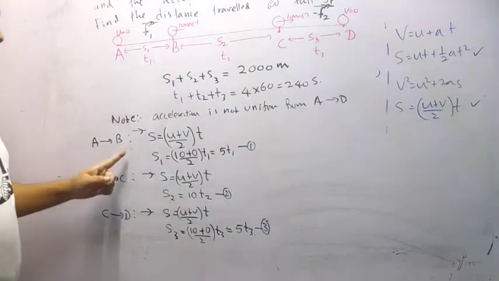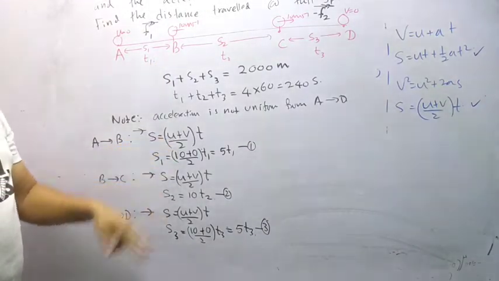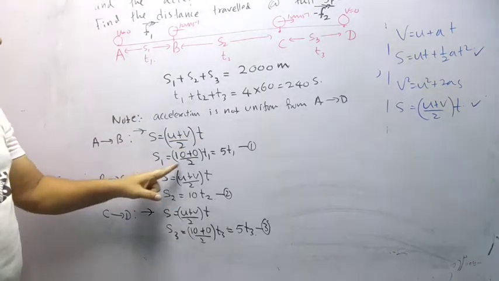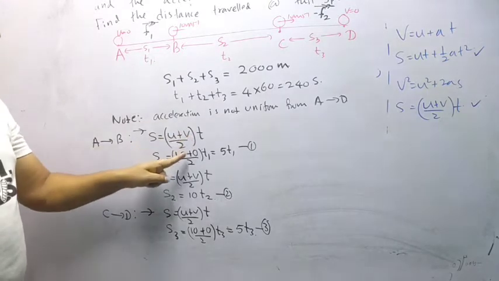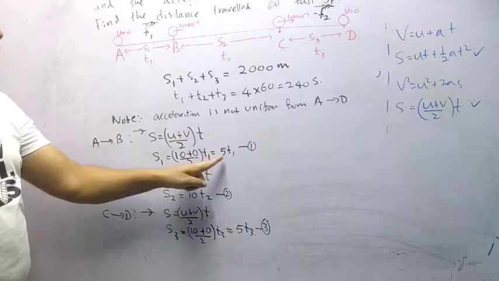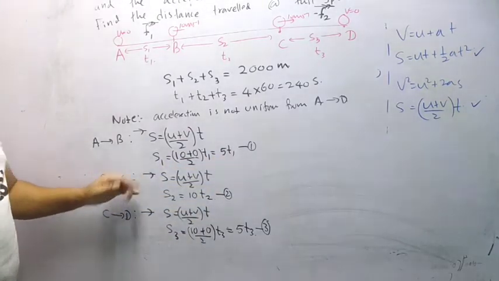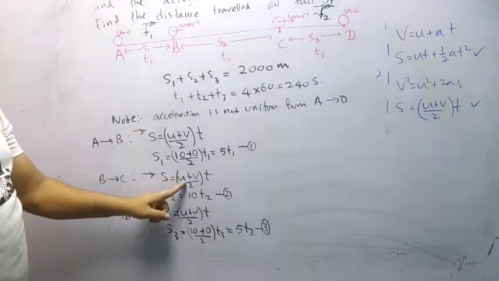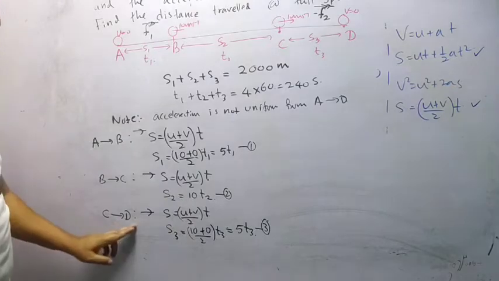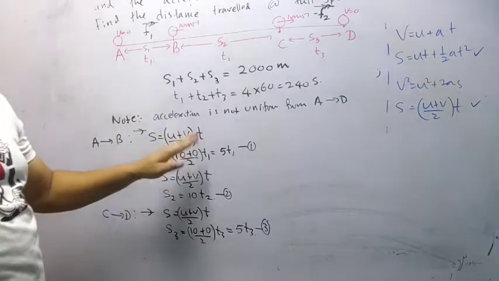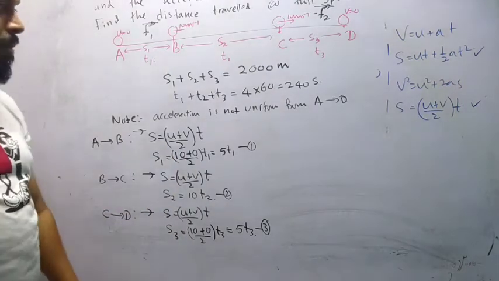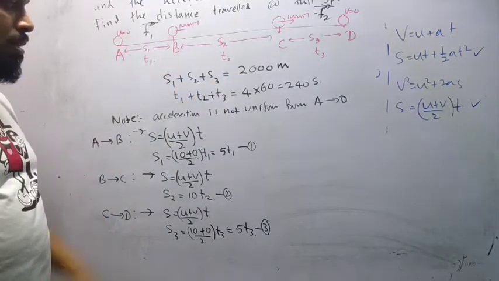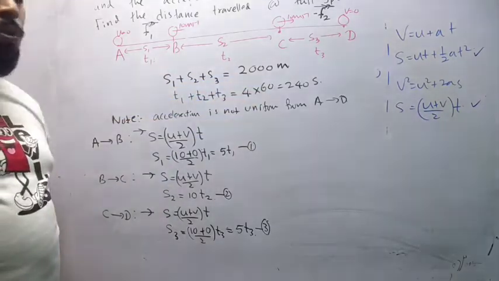For the motion from A to B, S equals (U plus V) by 2 into T. With initial velocity 0 and final velocity 10, S1 equals (10 plus 0) divided by 2, which is 5 T1. Similarly from B to C, starting and ending velocities are both 10, so S2 is 10 times T2. From C to D, S3 equals 5 T3. Then we know the total displacement is 2000 meters and the total time is 240 seconds.